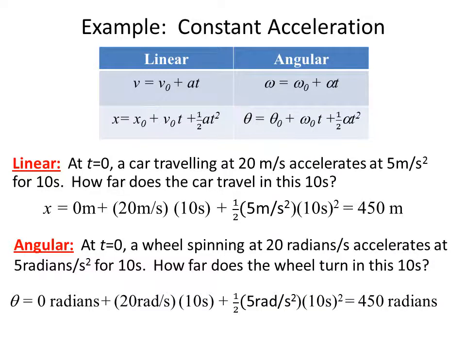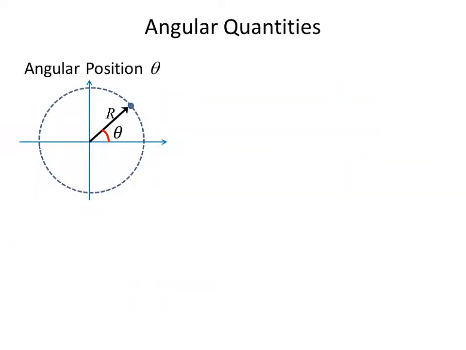Well, theta naught is again equal to 0 radians because we're only concerned about how far it moves in that 10 seconds while it's accelerating. So we have the 20 radians per second times 10 seconds plus 1/2 times 5 radians per second squared times 10 seconds squared. And you do the arithmetic again, and the answer is 450 radians. Let's look at these angular quantities in more detail. The angular position, theta, is defined in terms of the picture shown below.